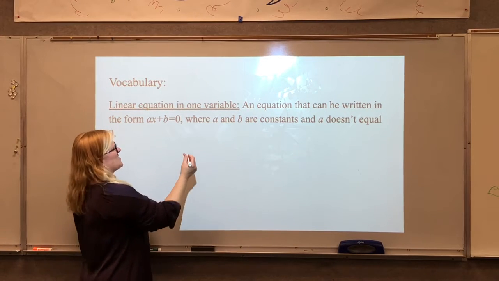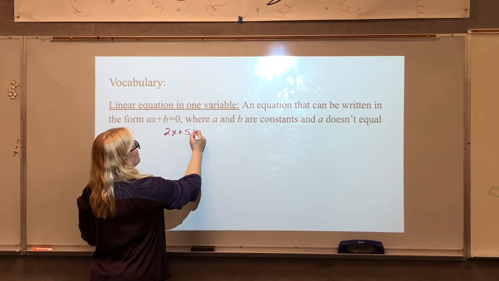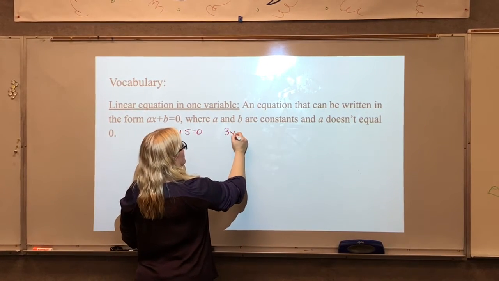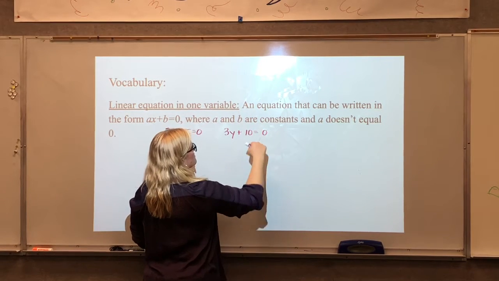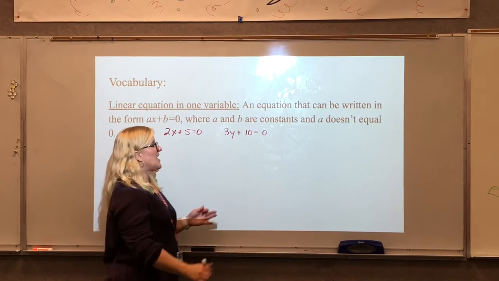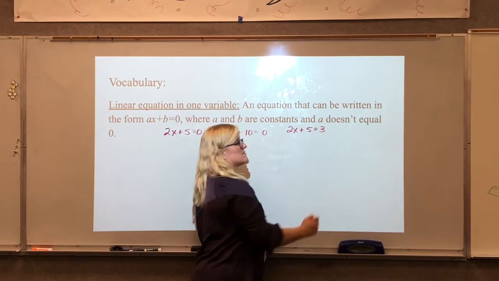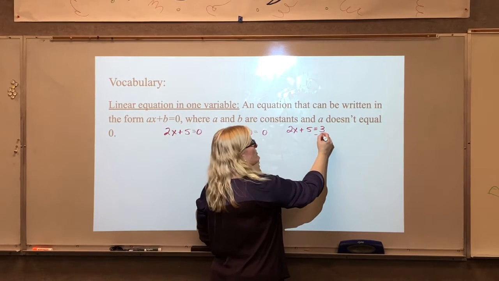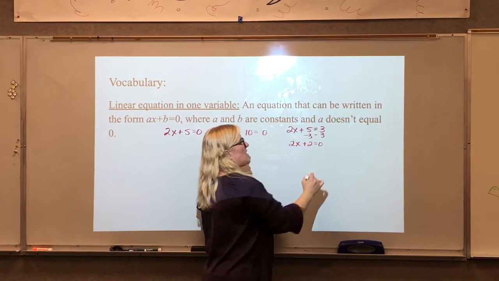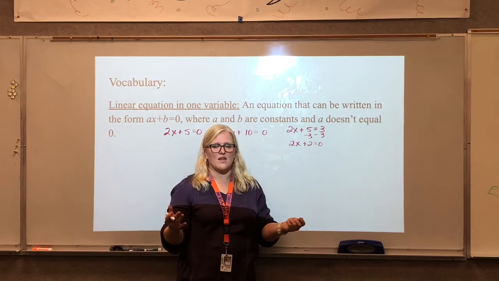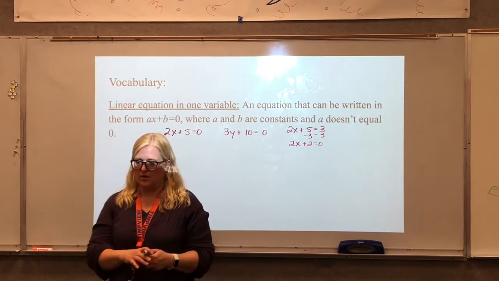But examples: it's 2x plus 5 equals 0. It's 3y plus 10 equals 0. Okay? And they can be written like that. It could be 2x plus 5 equals 3. But if I subtract 3 from both sides, I get 2x plus 2 equals 0. So even this is still in the form of a line. Okay, it's something that has an x in it, or a y, or a variable.